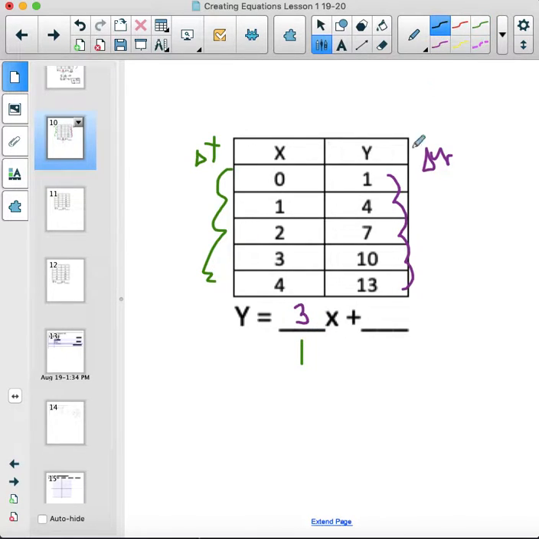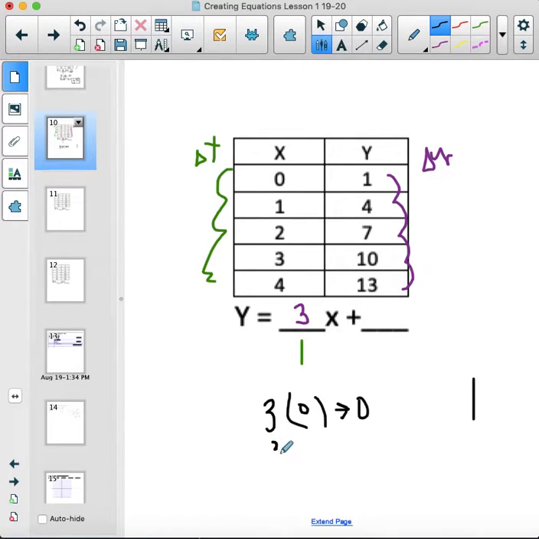Now let's see if we have to add a b. I know we're going to because when x is 0, it's not 0. So I know I'm going to have a b. So I have 3 times blank. Let's just choose this one. Let's plug in 0. 3 times 0 should give me a product of 0. However, I need 1.